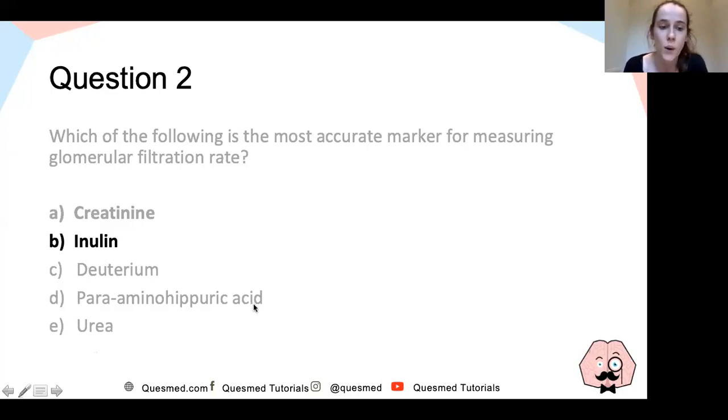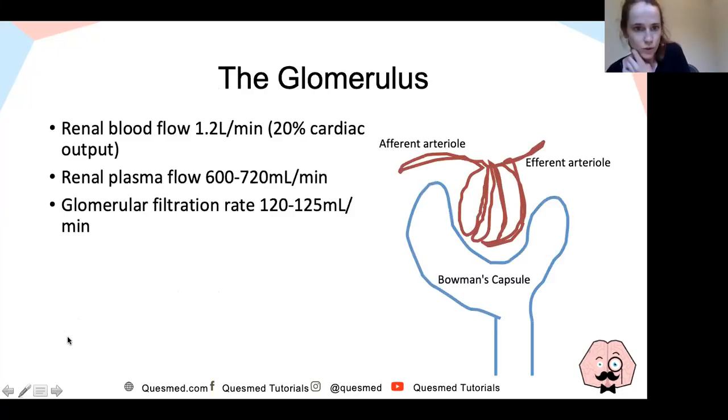Para-aminohippuric acid is completely removed from the blood supply via the nephron, and therefore that's a marker of renal plasma flow. And then urea doesn't really have very much to do with measuring glomerular filtration rate.